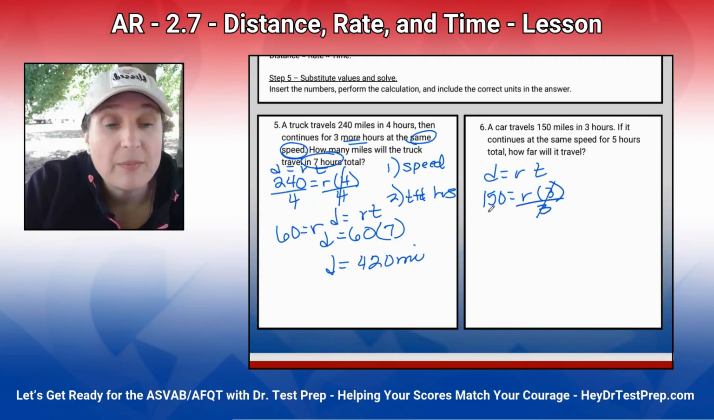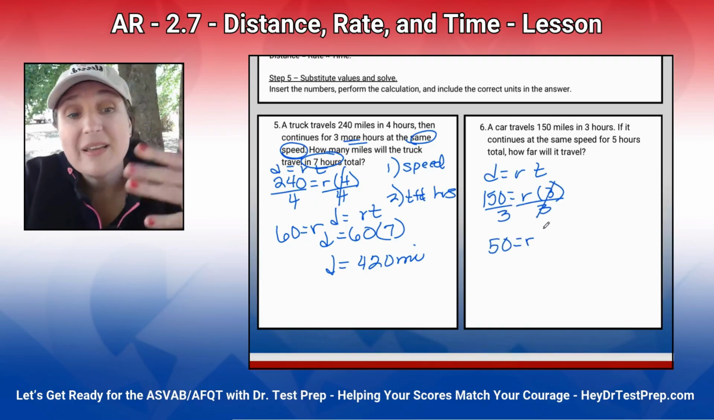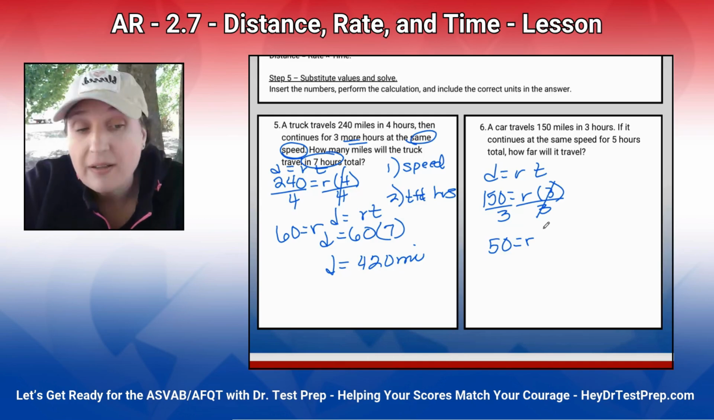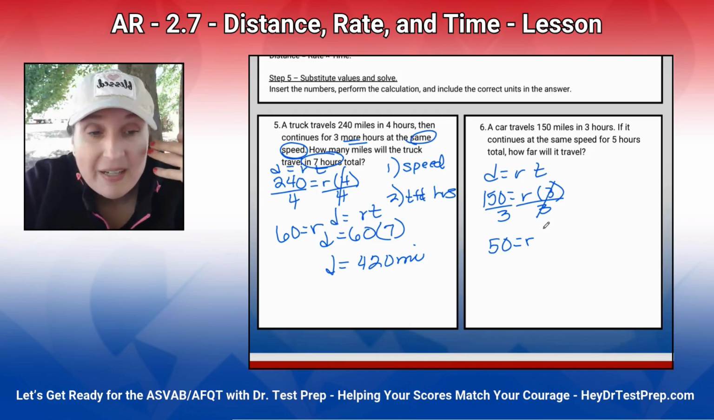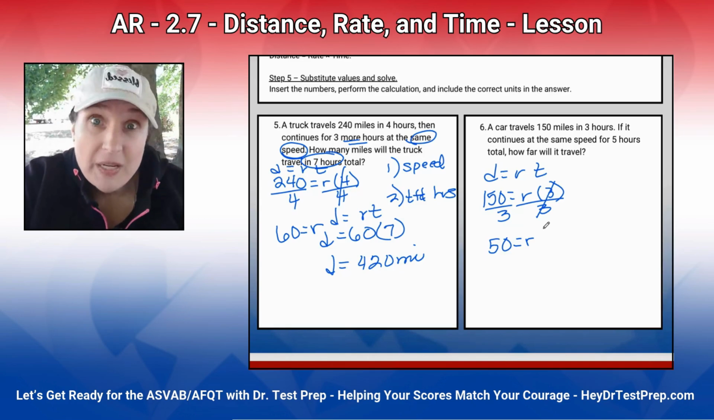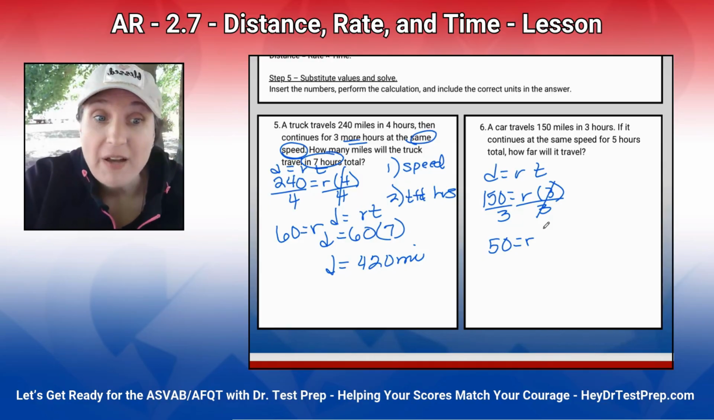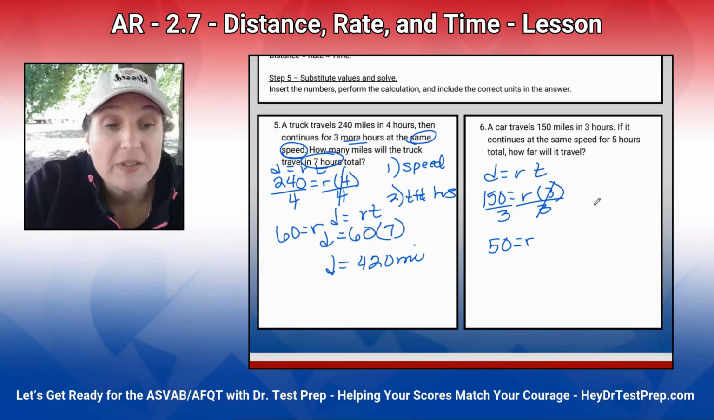Hours. So we're going to divide both sides by 3 to get my rate of 50. Notice how I did that even before I kept reading, because at least that's in my head. If he continues at that same speed, which we now know is 50, for 5 hours total, how far will he travel? Well, now we're going to do this formula again.